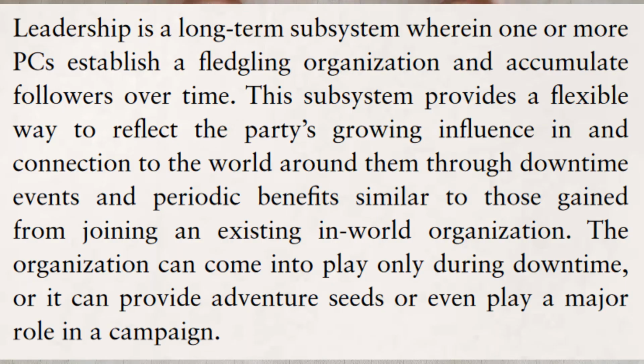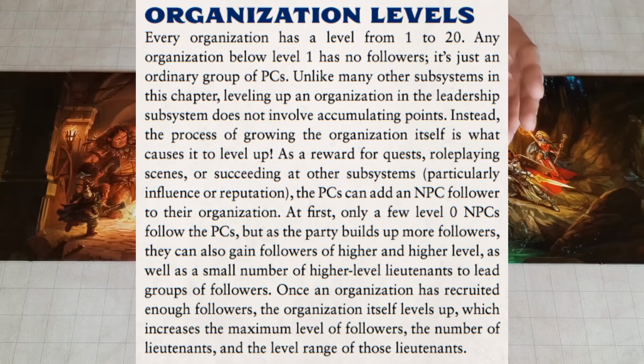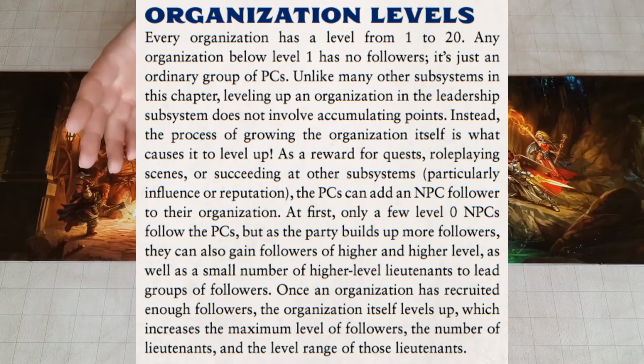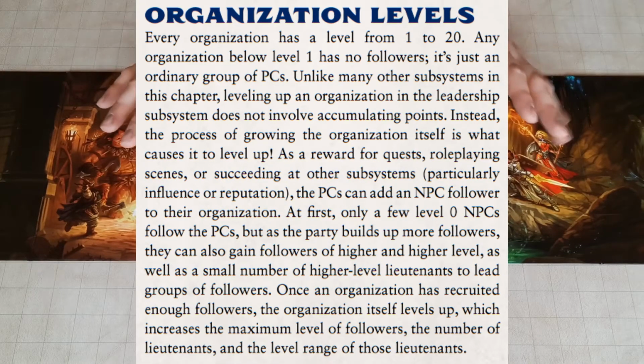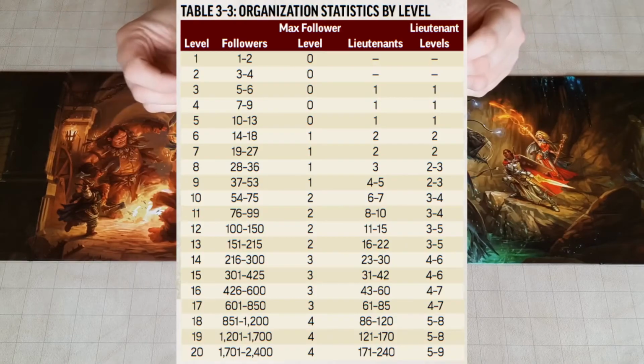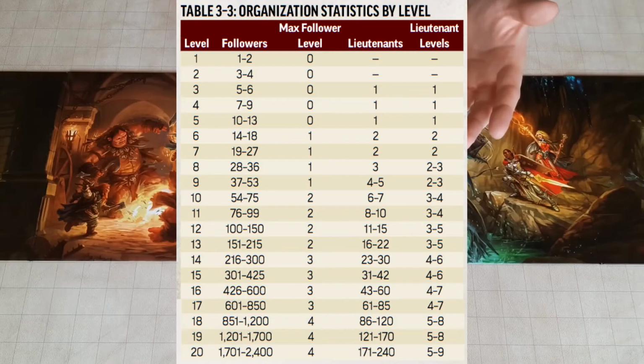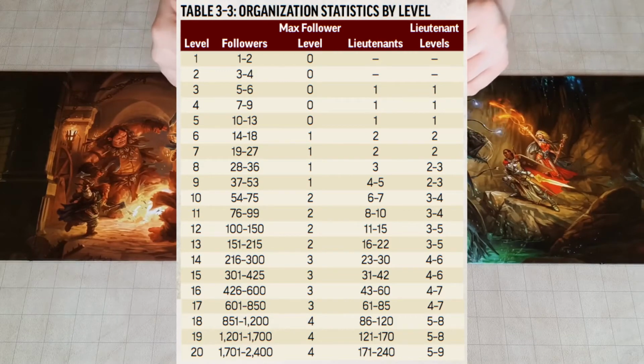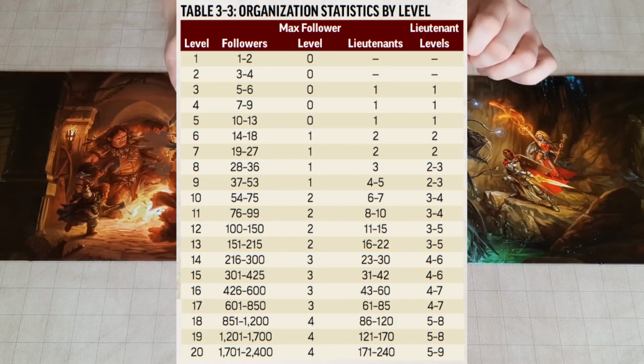The final subsystem I want to talk about today is leadership. Leadership is when the PCs want to form an organization themselves. Organizations range from level 1 to level 20. However, they don't level up from experience, instead leveling up from recruiting more followers. And the more followers they have, the higher level the NPC followers and NPC lieutenants can get.